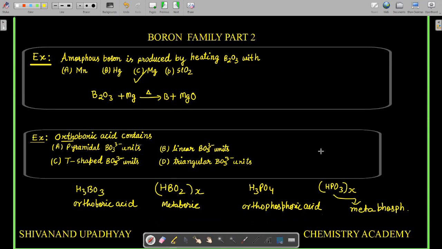So here the question is that if we are saying orthoboric acid, boric acid and orthoboric acid are the same. If I draw the structure of boric acid, it exists in layer form, but I am just drawing the structure of one molecule of boric acid in which the boron is sp2 hybridized. So this unit is a triangular unit, right? So BO3 3- units exist. Here BO3 3- is there, but its shape is not pyramidal. It is trigonal planar shape. So option D is correct.